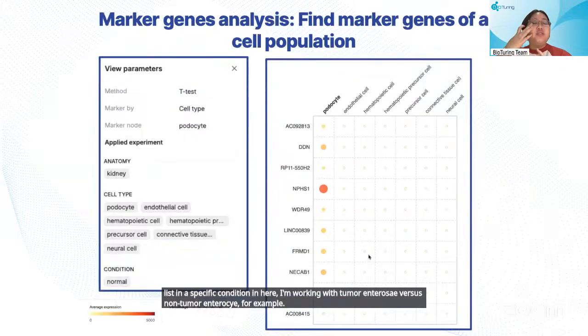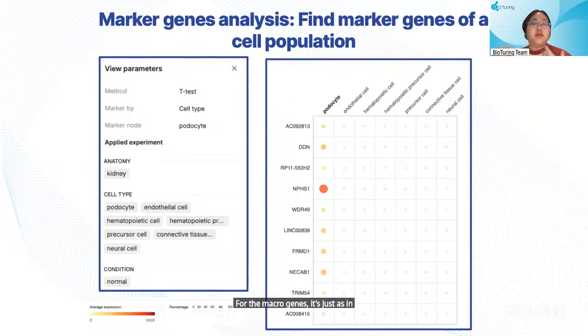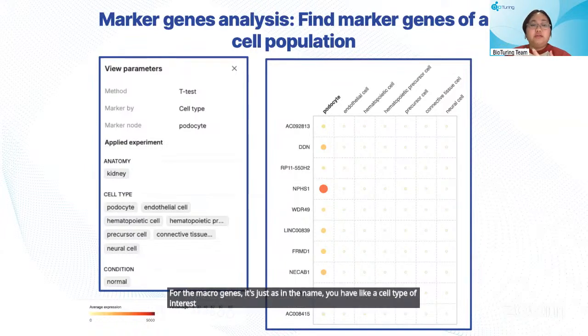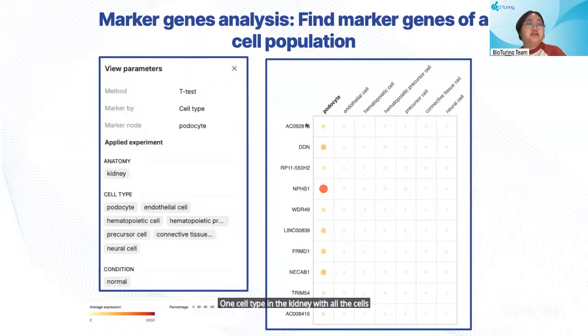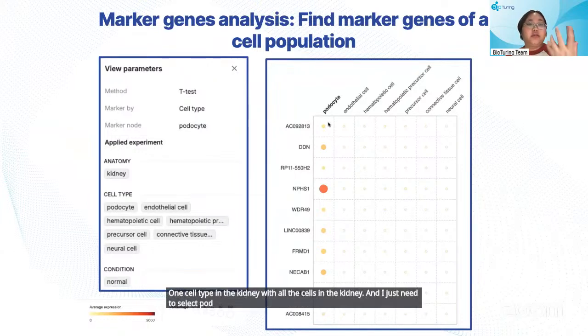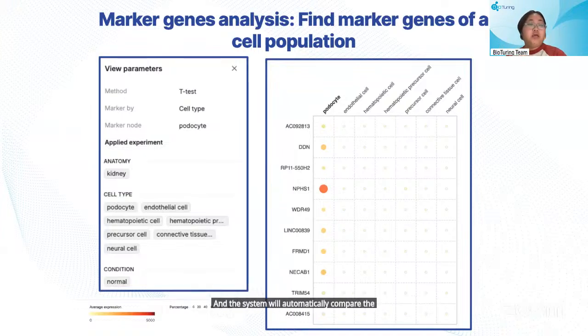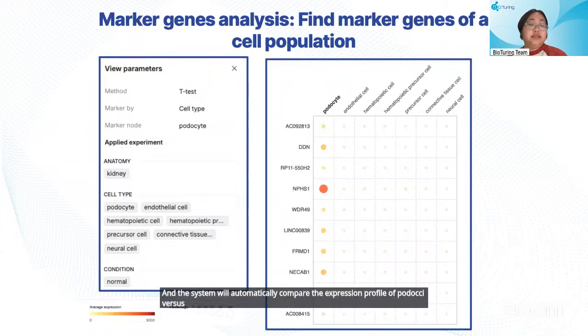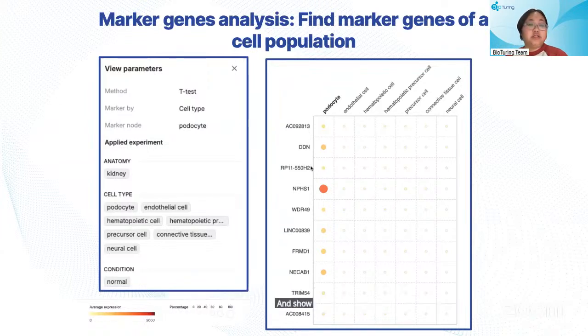For the marker genes, it's just as in the name: you have a cell type of interest and you want to find genes to distinguish that cell type from others. Let's say here I'm working with kidney and I want to find the genes that can distinguish the podocyte, one cell type in the kidney, from other cells in the kidney. I just need to select podocyte as my cell of interest. The system will automatically compare the expression profile of podocyte versus the rest of kidney cells and show me genes that can be used to distinguish podocyte from the rest.